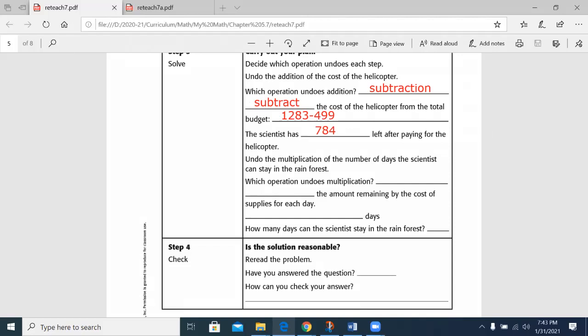So immediately I've taken out the amount of money that was spent on the helicopter, and now I can work through multiplication. But I need to undo the multiplication. And what operation undoes multiplication? So the inverse of multiplication is division. Divide the amount remaining by the cost of supplies for the day.